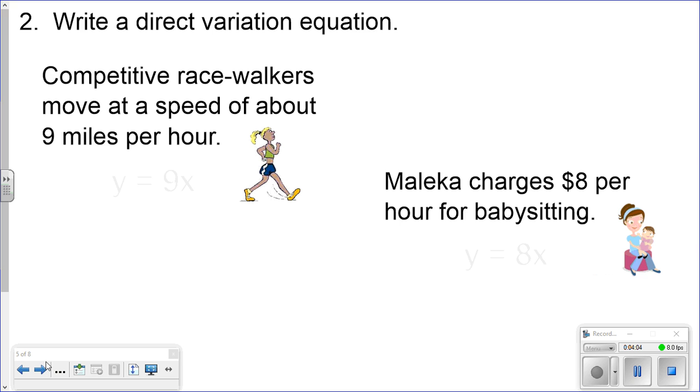Write a direct variation equation from the situation. So competitive race walkers move at a speed of about 9 miles per hour. So here's my rate of change. So I just write the equation, y equals 9x. Malika charges $8 per hour for babysitting. So what's happening over and over? 8. So my equation is y equals 8x.